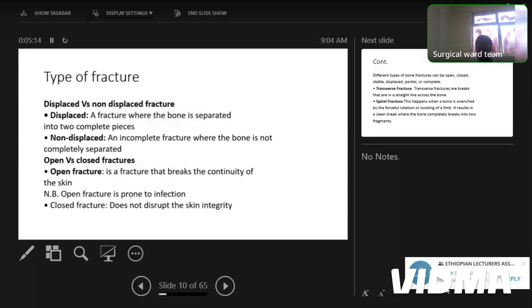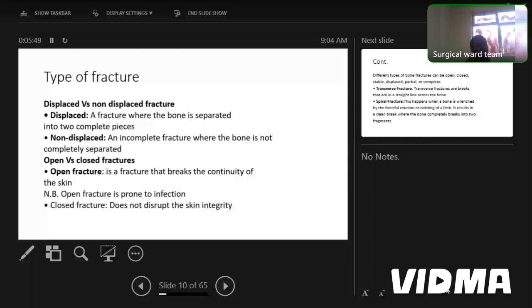When we see types of fractures, we categorize fractures into many types based on source or size. For example, displaced and non-displaced fracture. As the name indicates, a displaced fracture is where the bone is separated into two complete pieces, and it may move from its original position. A non-displaced fracture is an incomplete fracture, where the bone is not completely separated and is found in its original position.